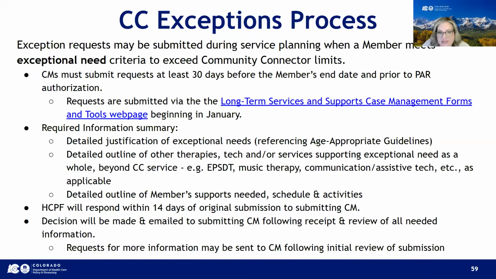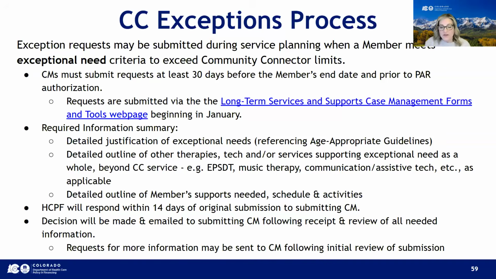There are exceptions to this new annual limit, that 1,040 limit. Exceptions requests are only for members who receive Community Connector services and require an increase in frequency or duration of those services. An exceptions request can be made to the department by the case manager, but must be made at least 30 days before the member's certification end date and prior to PAR authorizations. You can submit requests using that same Google form on the case management tools page. And requests must contain detailed information about why the additional units are needed.